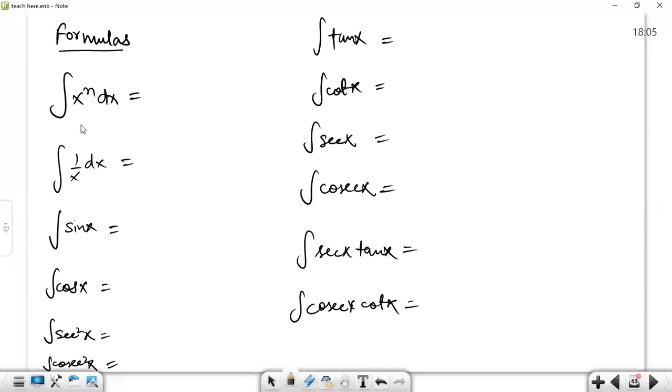Okay, so tell me the formula of this. Have you learned these formulas earlier? No, sir, not fully. Just try. What's the formula of this?